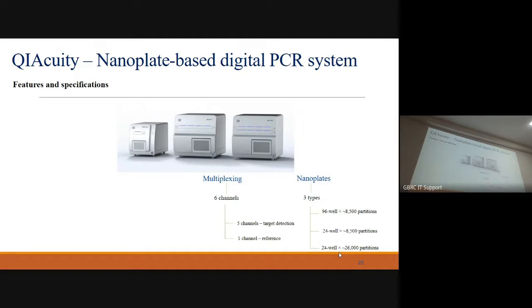So that reference channel is, suppose your result is not good, you can see in the reference channel how evenly your PCR reaction mix has been distributed or not. And they are giving a two well plate format.